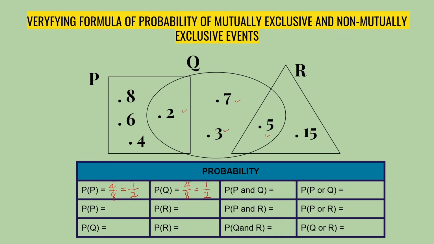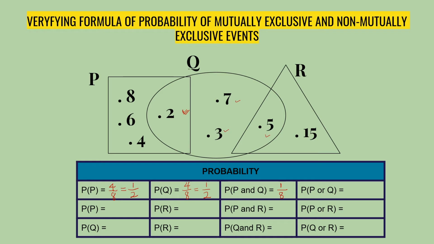And then how are we going to find the probability of getting elements that are in P and Q? As you can see here in the Venn diagram, there's only one element for P and Q, one element that is in P and also in Q, which is 2. So we have one element over total elements, therefore it will be 1 over 8.